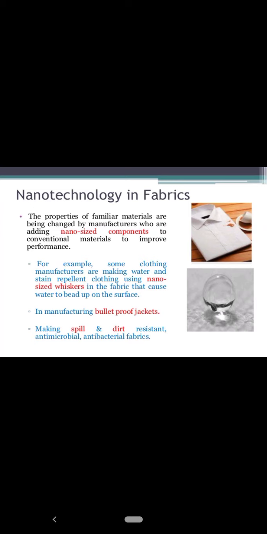Nanotechnology in fabrics. The properties of familiar materials are being changed by manufacturers who are adding nano-sized components to conventional material to improve performance. For example, some clothing manufacturers are making water and stain-repellent clothing using nano-sized whiskers in the fabric that cause water to bead up on the surface. It is used in manufacturing bulletproof jackets, and making spill and dirt resistant, antimicrobial, antibacterial fabrics.